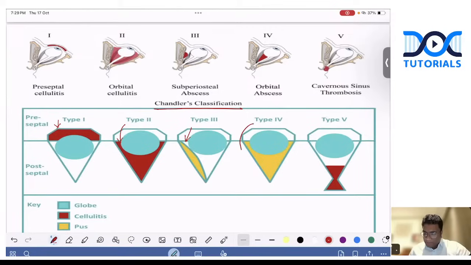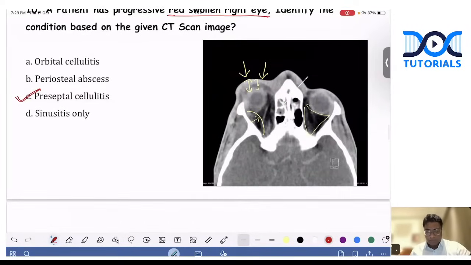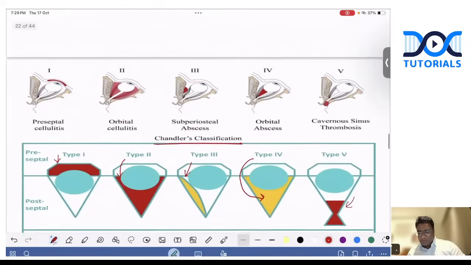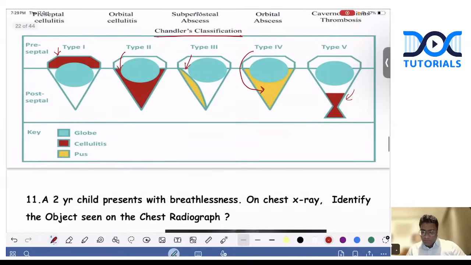And if you see pus in the orbit, that is orbital abscess. And if it is going and involving the cavernous sinus, that is your type 5. So this is the Chandler classification. So preseptal cellulitis is the answer here. You can see clearly the preseptal area is showing the inflammation. So do not confuse: orbital cellulitis is type 2, orbital abscess is type 4.